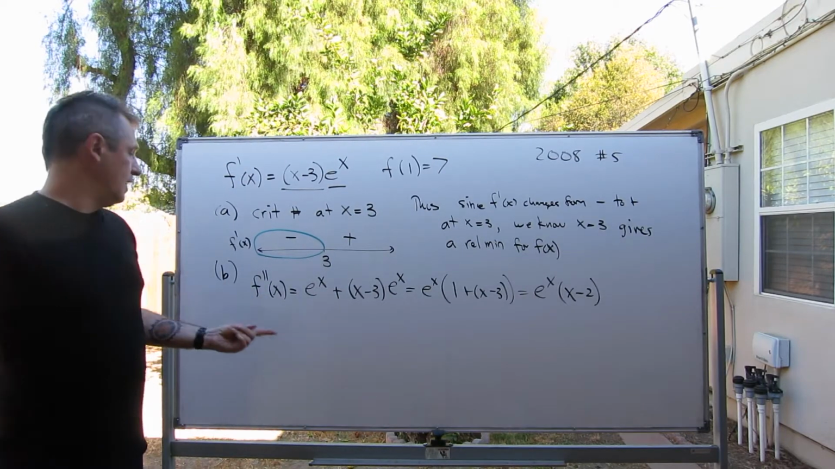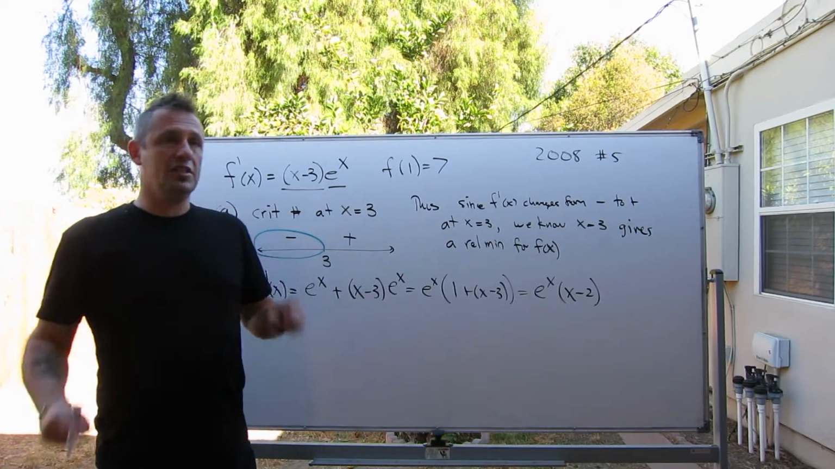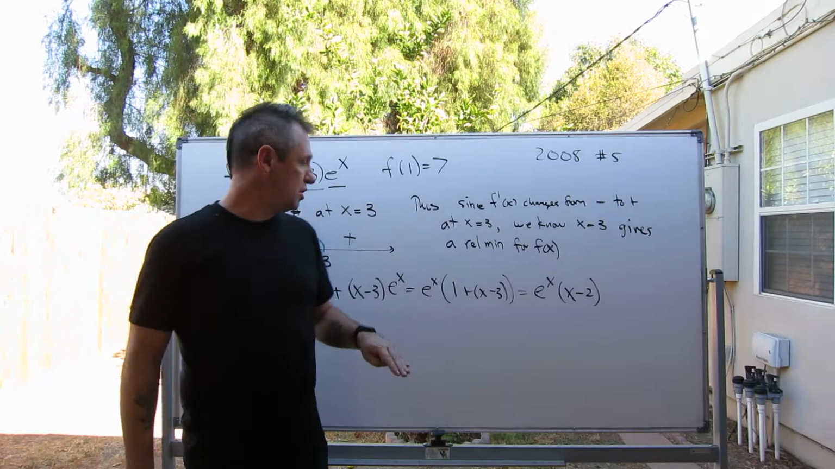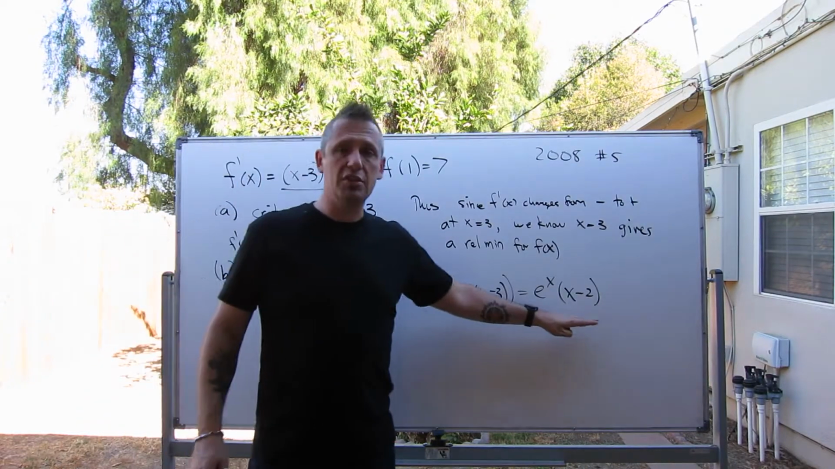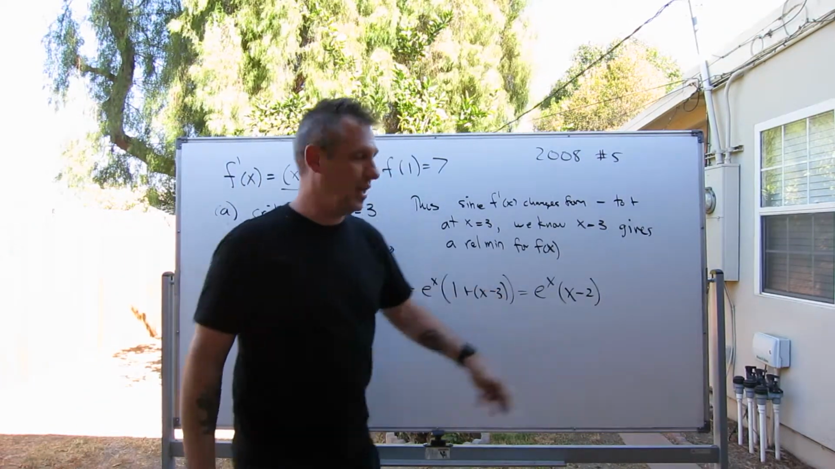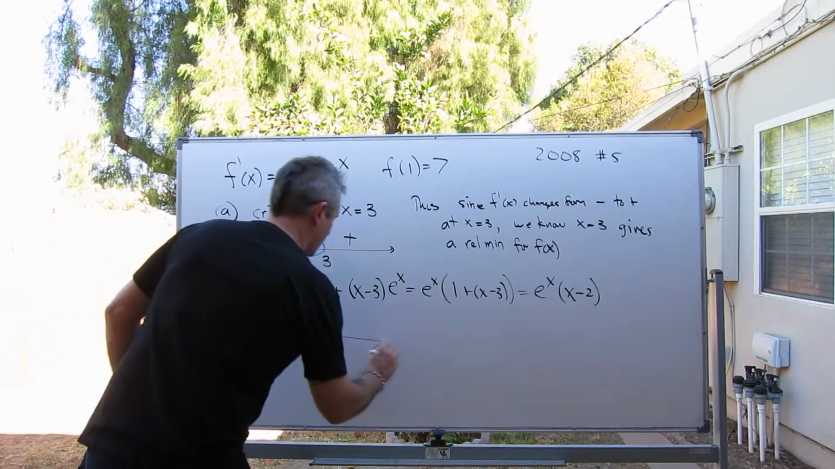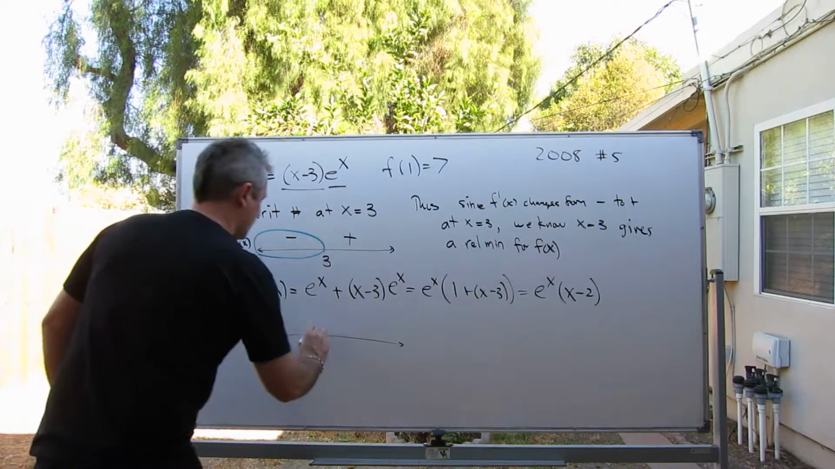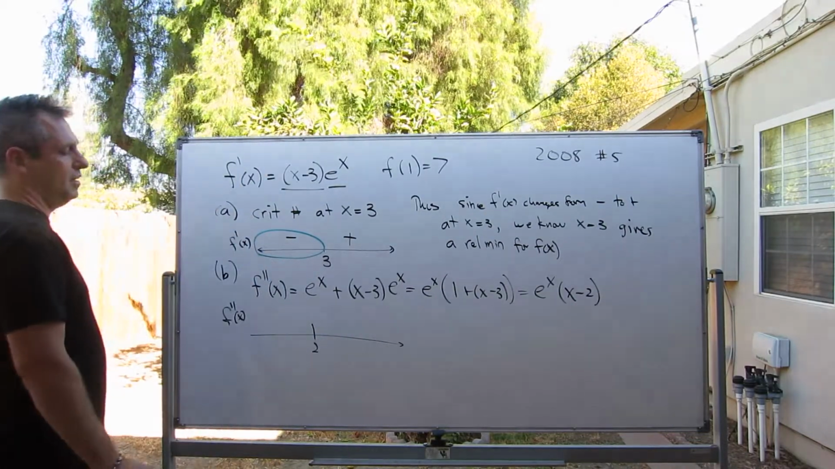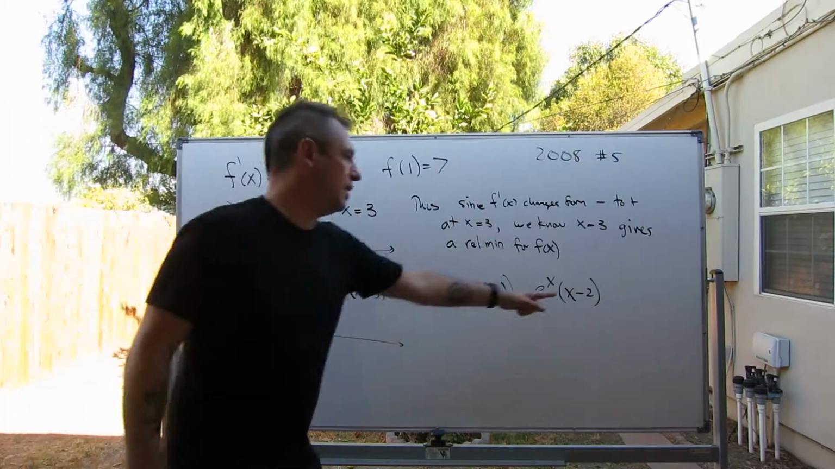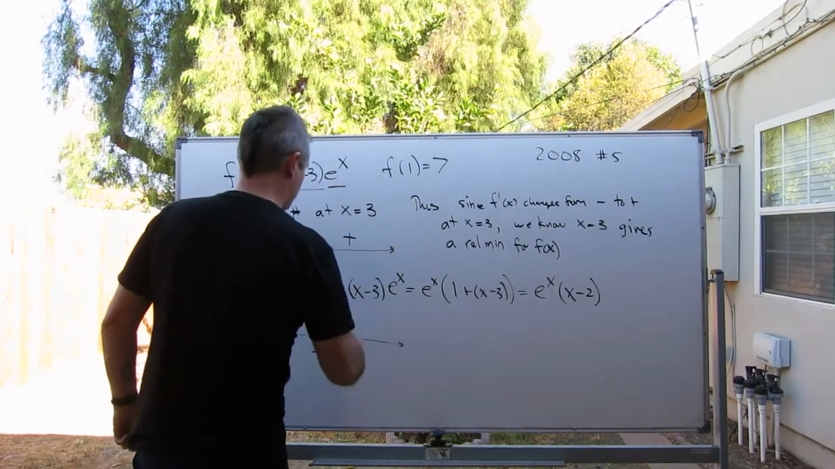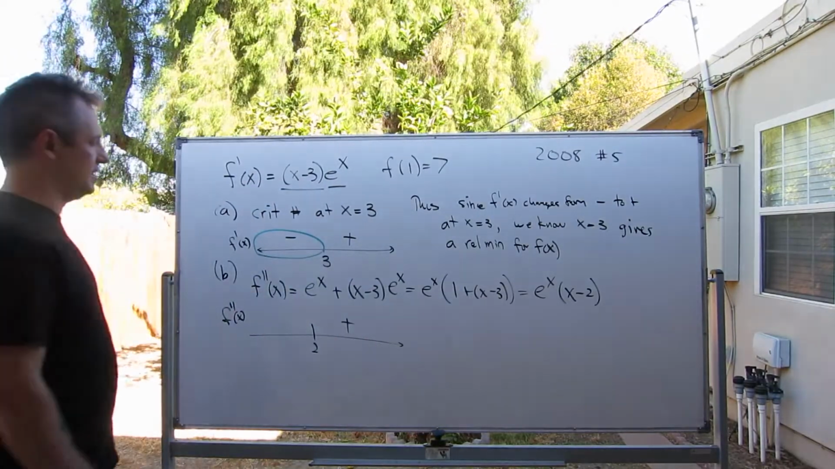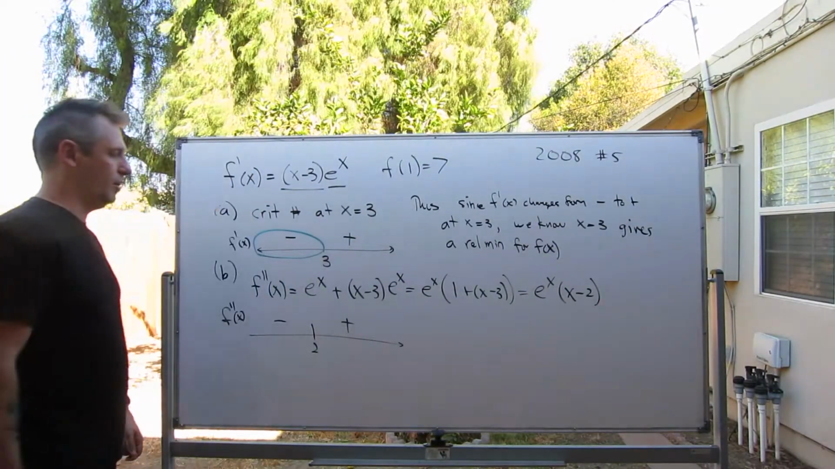So looking at this, I see that there is one possible point of inflection for this function, one place where the second derivative equals 0, namely at x equals 2. So I'm now going to make a number line for the second derivative. X equals 2 is the only thing that's on here. And if I plug in something bigger than x equals 2, I'll get a positive number. If I plug in something less than x equals 2, I'll get a negative number.